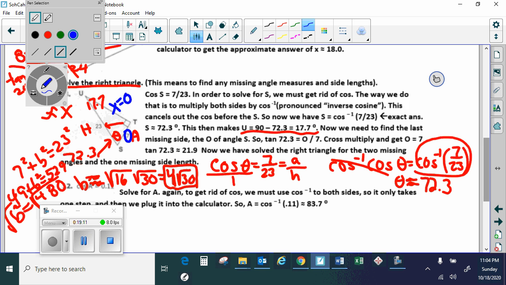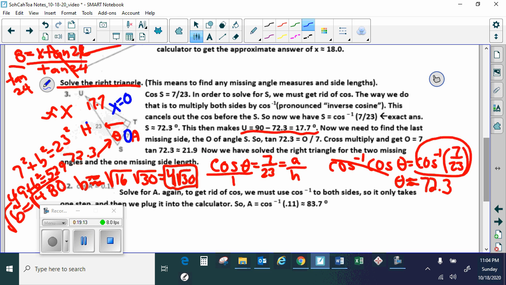Remember, this is the O over there, opposite. There's my hypotenuse. There's my adjacent. So if I used opposite over adjacent, it would be tangent. That's opposite over adjacent. So it would be tangent of, and what do we say that angle already was? 72.3 equals the opposite, we're calling it x, over the adjacent 7.